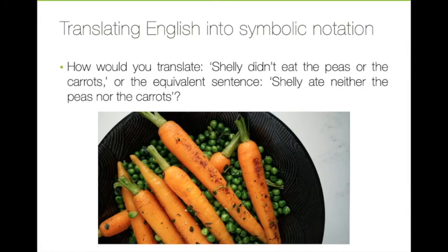Like conjunction, disjunction is also going to interact with negation in a kind of tricky way. How would you translate Shelley didn't eat the peas or the carrots? Or alternatively, in English we might say, Shelley ate neither the peas nor the carrots. Think for a moment about what these sentences are saying. How might we translate these with the logical symbols we already know?